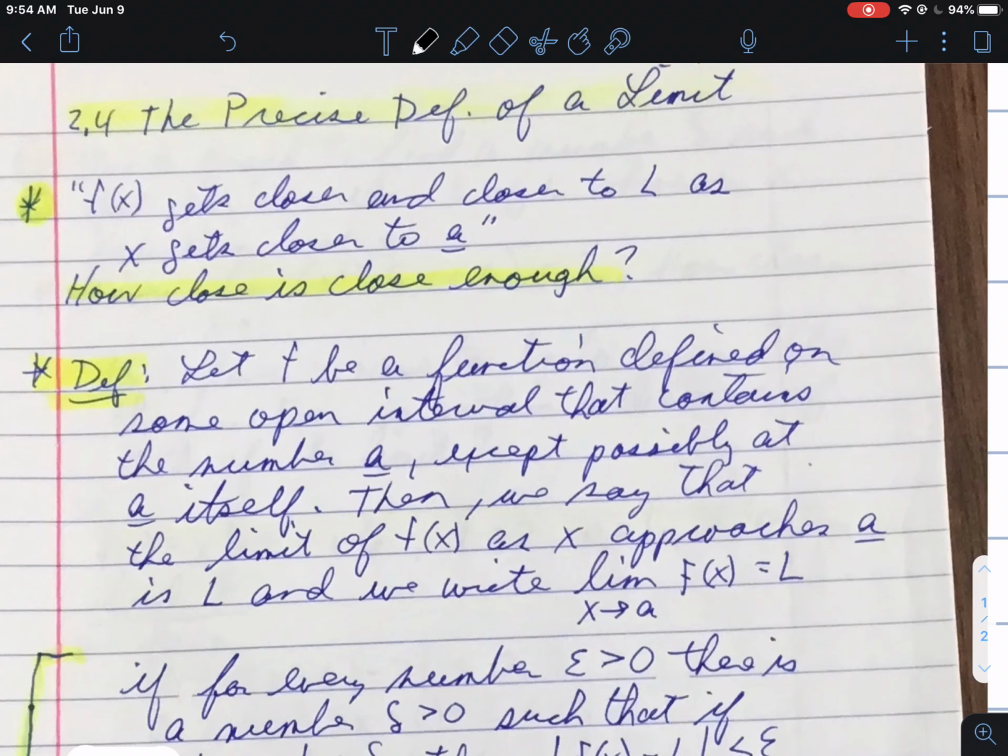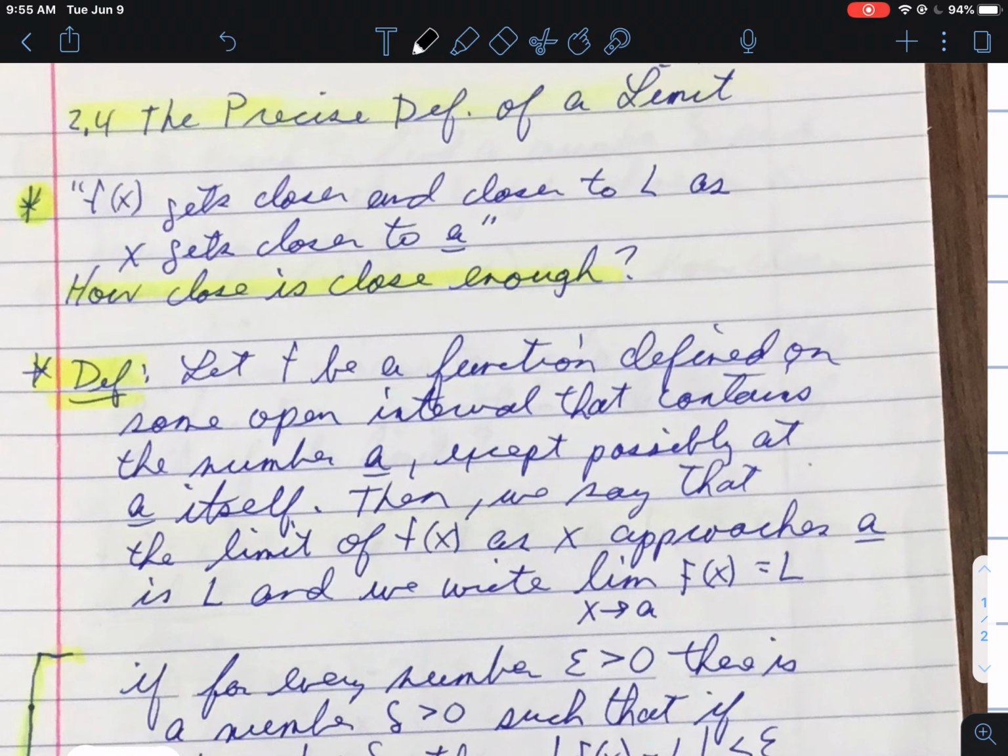All right, section 2.4, the precise definition of a limit. So we've addressed the definition of a limit, or at least the general idea of what a limit is, what it's measuring. And in our discussion of limits up to this point, we were using language like f of x would be arbitrarily close to L if we picked our x values sufficiently close to A. That was the language we had previously used.